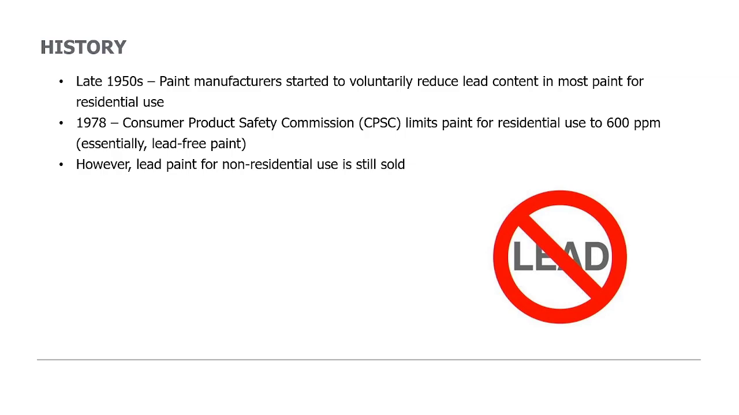Here's some history with lead. In the late 1950s, paint manufacturers started to reduce lead content in most paint for residential use. And then in 1978, the CPSC limited the paint for residential use to 600 parts per million, which is essentially lead-free paint. You can still find lead paint for non-residential use. It's still sold. It's not nearly as popular as it was before 1978.